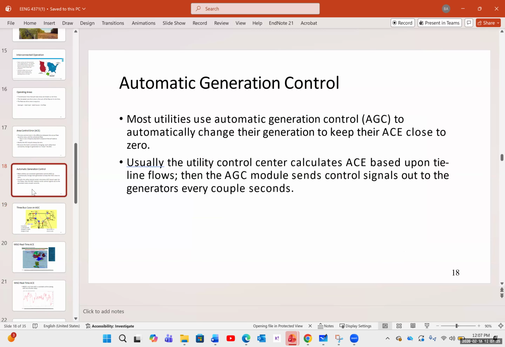Oh, I forgot to mention this. Then we have automatic generation control, or AGC. Most of the utilities use automatic generation control to automatically change their generation to keep their ACE close to zero. Again, ACE is the amount of produced power compared to the load power, and you must always be able to match these. Usually the utility control center calculates ACE based upon tie line flows. Then AGC sends control signals out to the generators every couple of seconds.